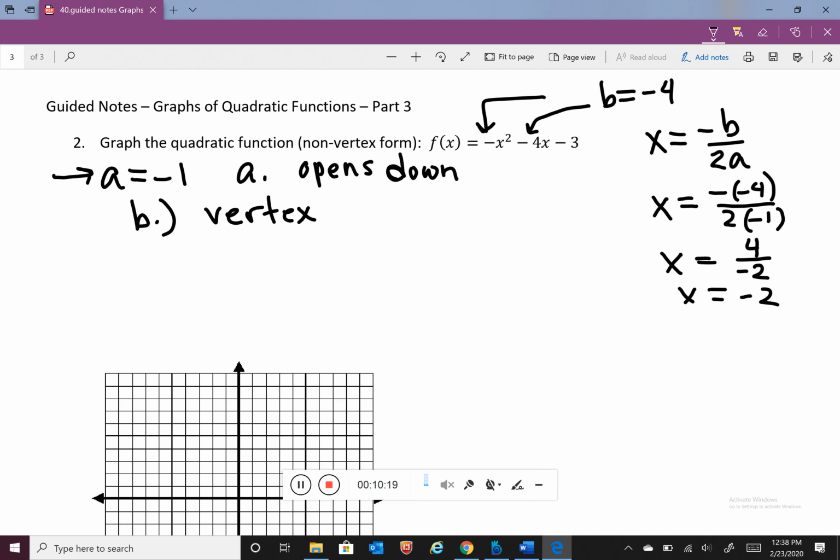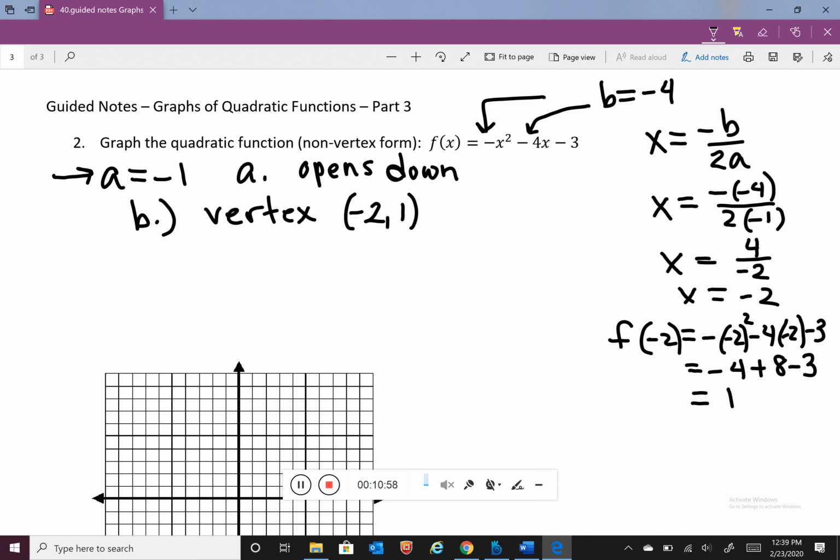which is negative 2. And now we need to find the corresponding y value, so we plug this into our function. F of negative 2 is equal to the negative of negative 2 squared minus 4 times negative 2 minus 3. Lots of negatives here. Negative 2 squared is positive 4, but the negative of that is negative 4. And then we have plus 8 and minus 3, which gives us 4 minus 3, or 1. So our vertex is negative 2, positive 1.